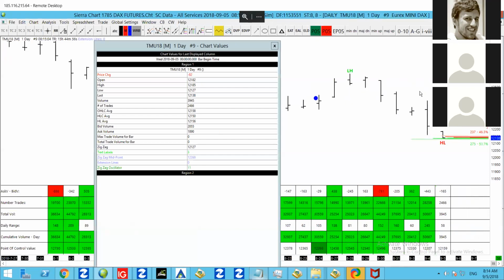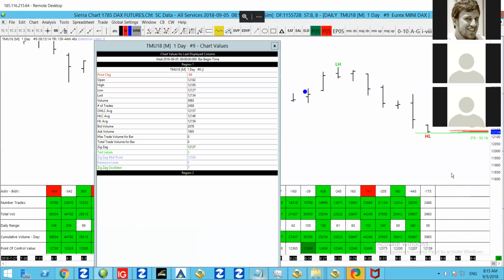So we closed at 220 last night, opened at 182. So that's pretty much a 40-point gap, and now down to a low of 127. So that's a good 100 points that we've taken off so far for today.